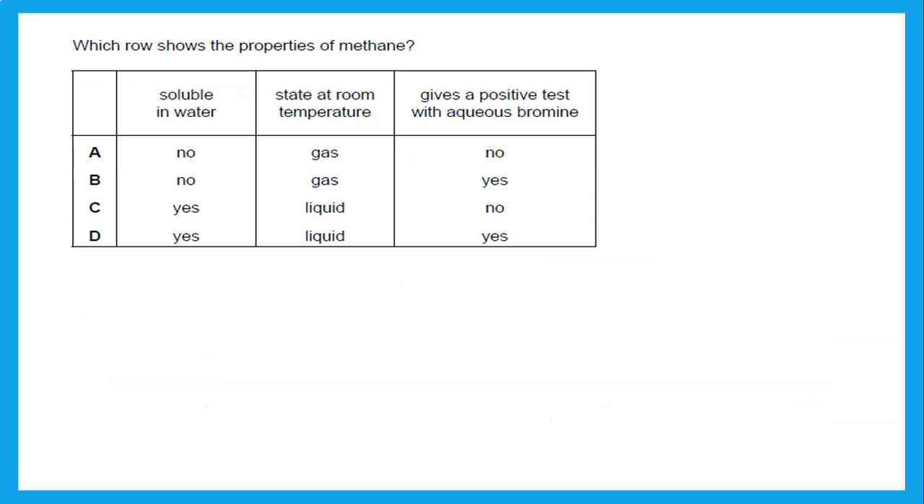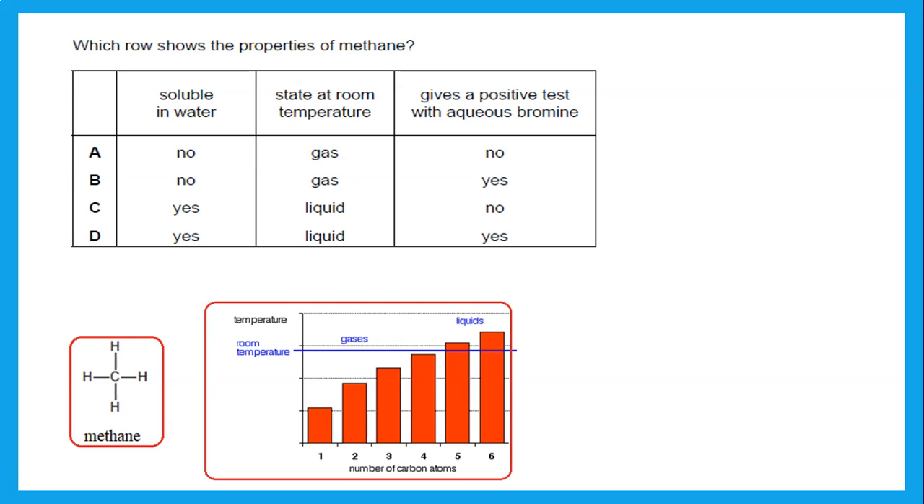Which row shows properties of methane? Again, you should know that methane is an alkane. It is actually the first member of alkanes. Would you expect methane to dissolve in water? No, actually alkanes or hydrocarbons in general do not dissolve in water.